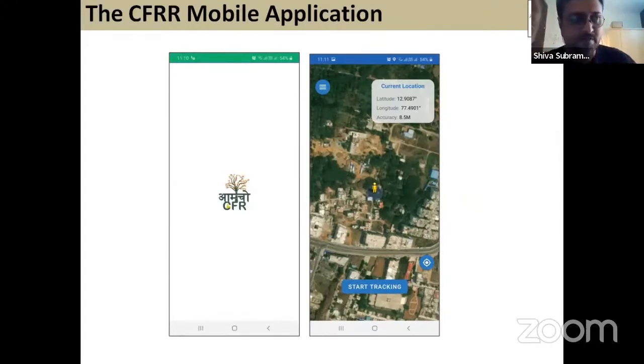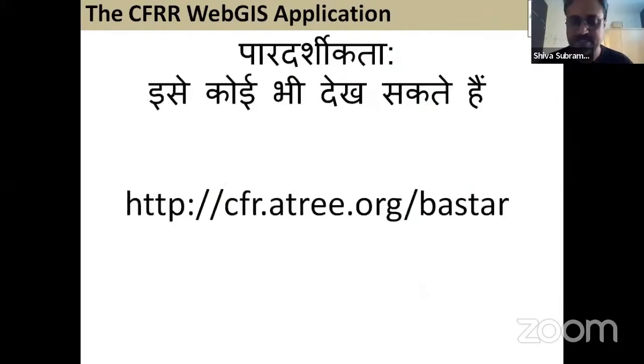Up until now, most of these areas maintained a hard copy map, or hand-drawn maps, or things like that. But with the introduction of this pilot project, we hope to extrapolate this experiment to other areas in Chhattisgarh itself. And then eventually, when there is larger acceptance of this idea, we are hoping to extrapolate it to other states too.